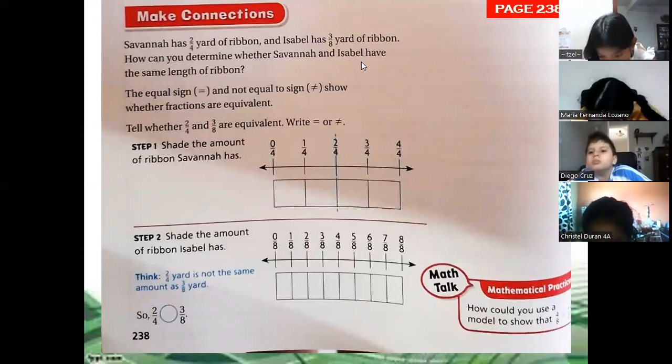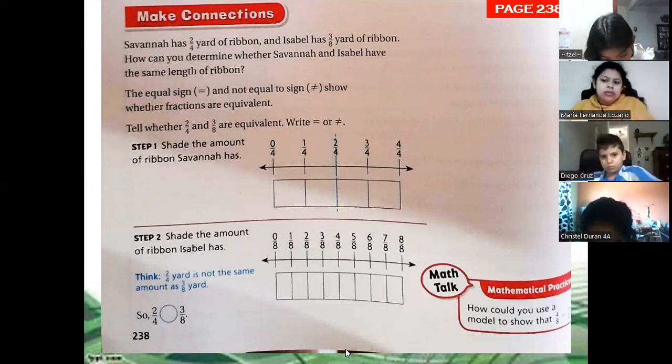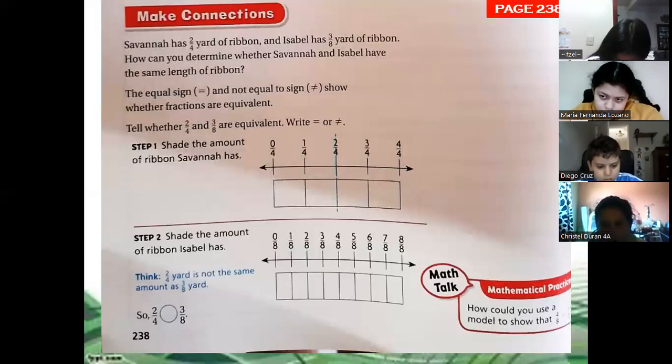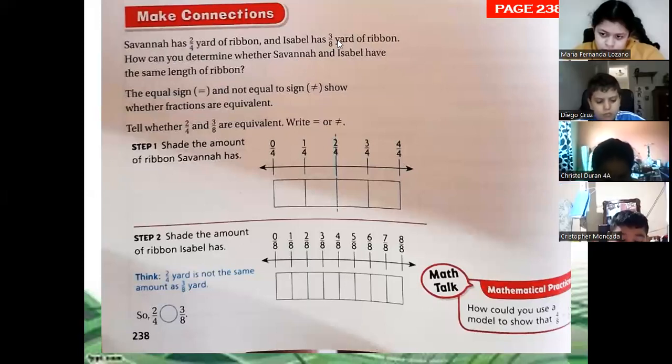We're going to work on the second part on the next page. Only that part. Savannah has 2/4 jar of ribbon. Ribbon is cinta, encaje, that's ribbon. Like a bow, like the bows that girls use. Those bows are made of ribbon. How can you determine whether Savannah and Isabel have the same length of ribbon? Say Savannah has 2/4 yard of ribbon and Isabel has 3/8 yard of ribbon. How can you determine whether they have the same length, el mismo largo, of ribbon?